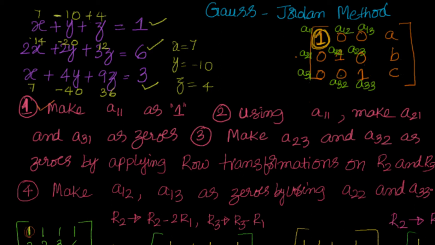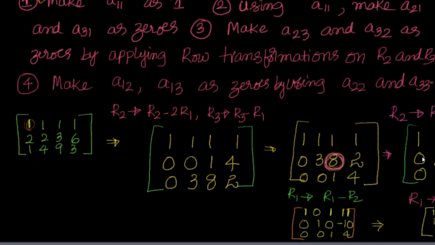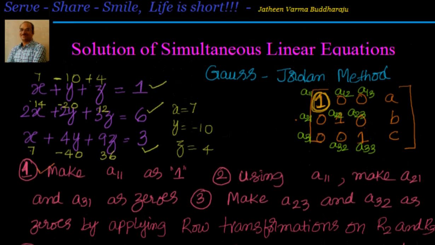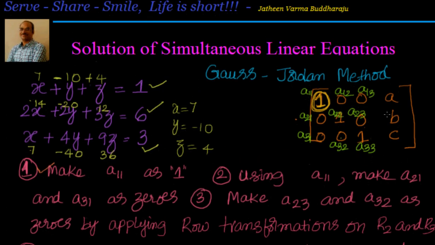Once you get R2, R3 fixed, now you go to R1 and convert A12 and A13 to zeros by leveraging A22 and A33 respectively. That's how you can get the x, y, z values. It's pretty simple. We'll solve some more problems as part of the Gauss-Jordan method in the next videos.